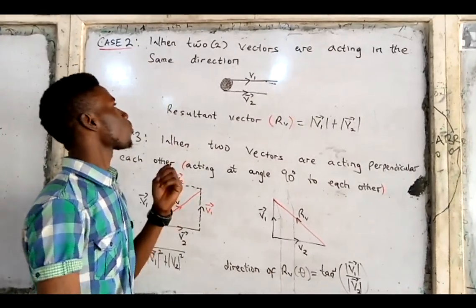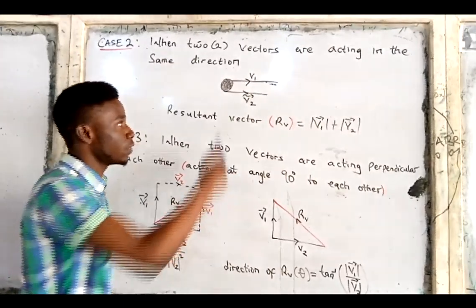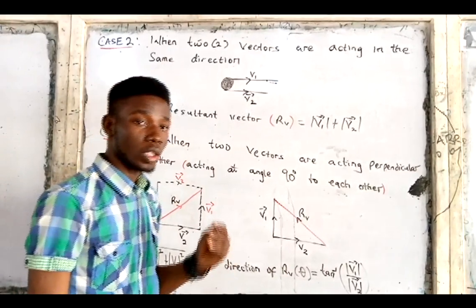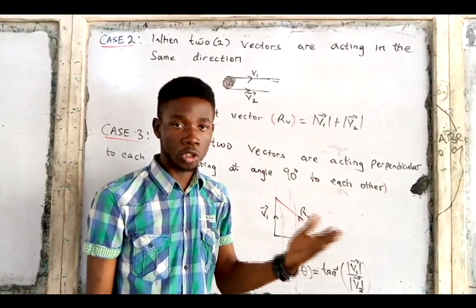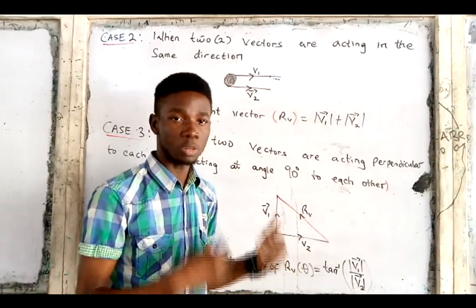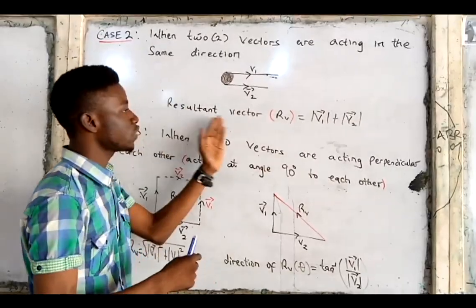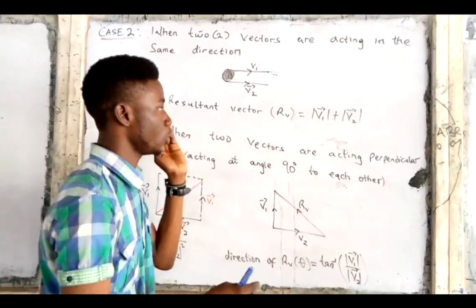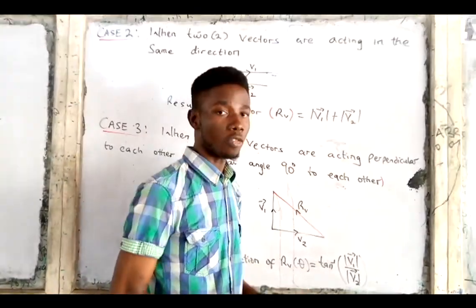Case 2. When two vectors are acting in the same direction, this vector V1 and V2, they're acting in the same direction. For example, I talked about the case of pushing a car the other time. To have an effective push of the car, everybody pushing the car must be pushing in the same direction. So, the resultant vector RV for the case of vectors acting in the same direction will simply be the magnitude of V1 plus the magnitude of V2.